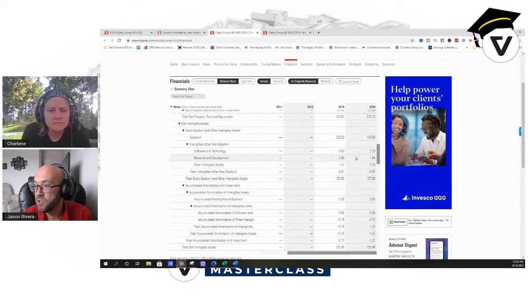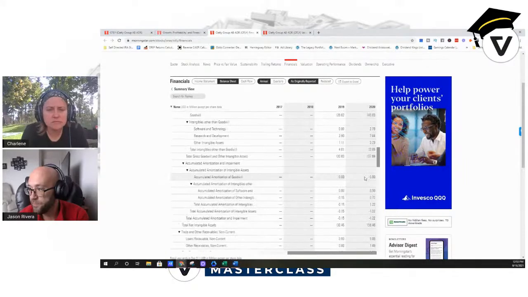They do have some other intangible assets, which can be valuable. In this case, it's hard to really think of what, because it's not showing up as patents. If they had patents, that would show up here. Okay. So this is showing up as software and technology and research and development. It's hard to tell if that's worth anything, but it's not a huge number anyway, so it doesn't really matter.